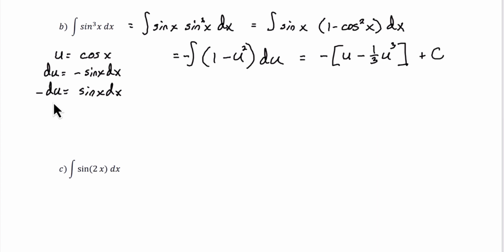At this point, we can go back and replace the u's. U, we said, is cosine x. Negative cosine x plus 1/3, replace u with cosine, that is now cubed, x plus c.